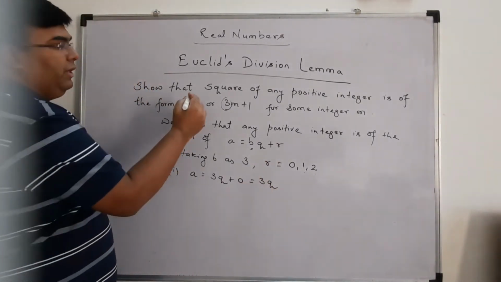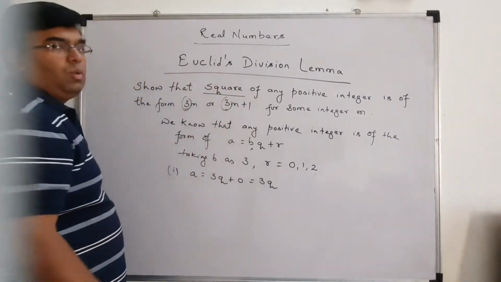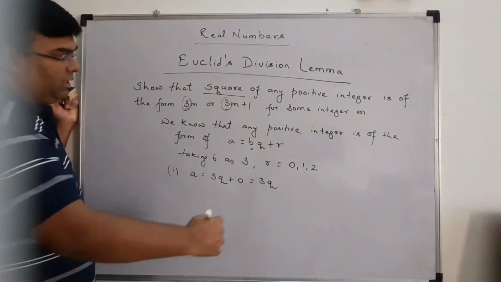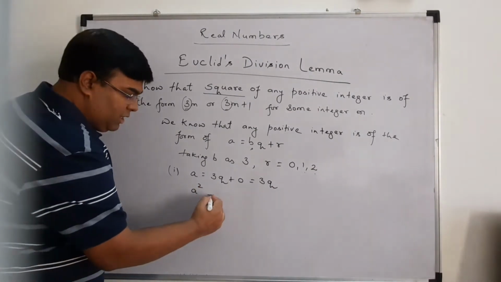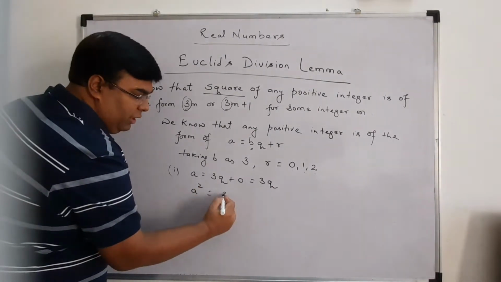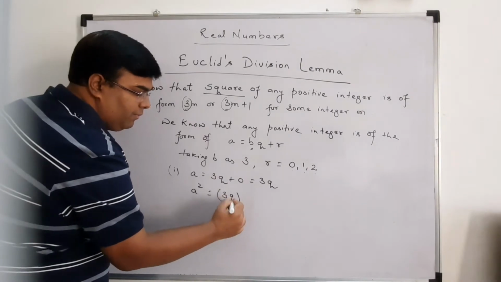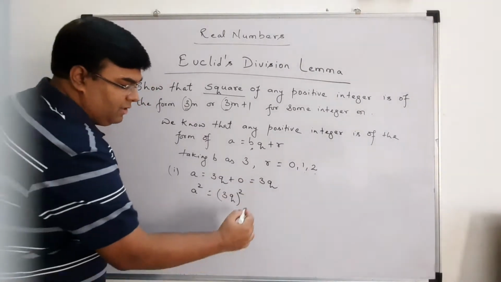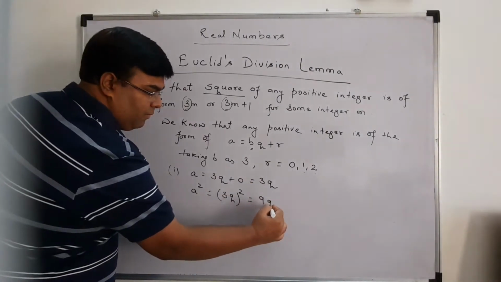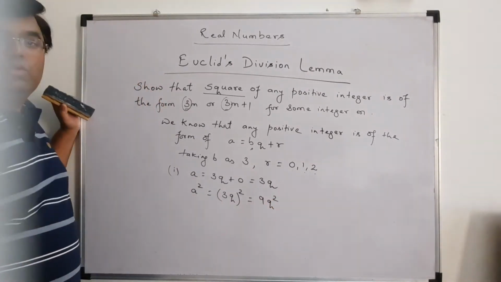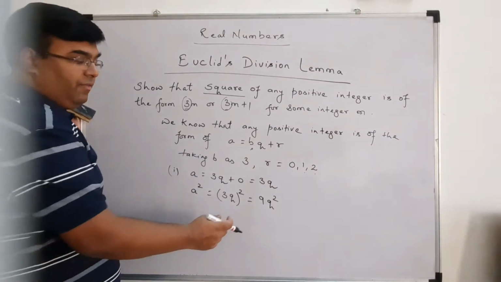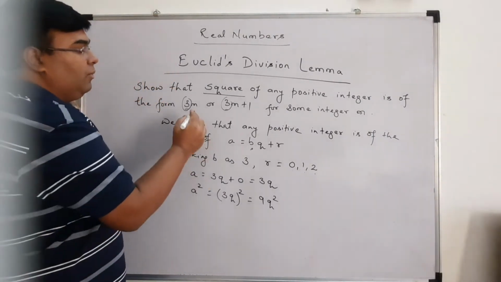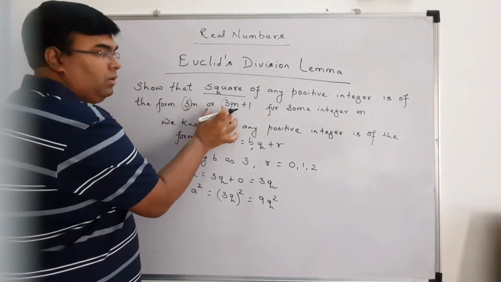What we need to do is square it, correct? So a square will give me what? This 3q squared, which is 9q squared, correct?